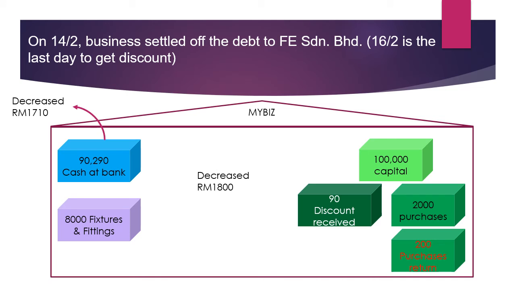But whenever you say settle off, it means that you settle all the debt. So APF Berhad now has zero balance because you already settled off the amount of 1,800 ringgit with the discount of 90.